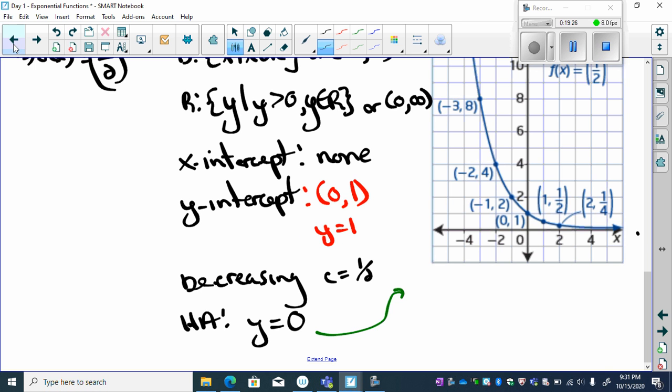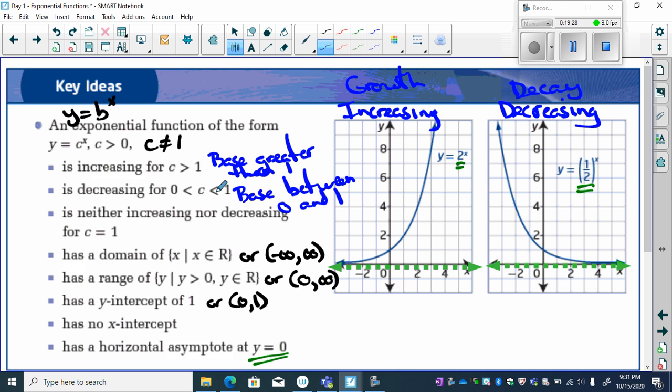Okay, why? Check it out. Decreasing if the base is between 0 and 1. 0.5 or 1 over 2 would fit right in there. It's greater than 0, less than 1. The first curve, part A, was increasing because 4 is greater than 1. That means it's increasing.